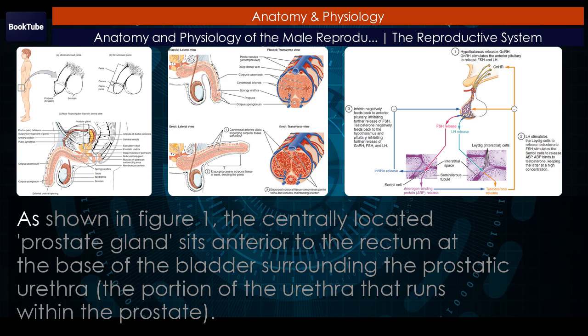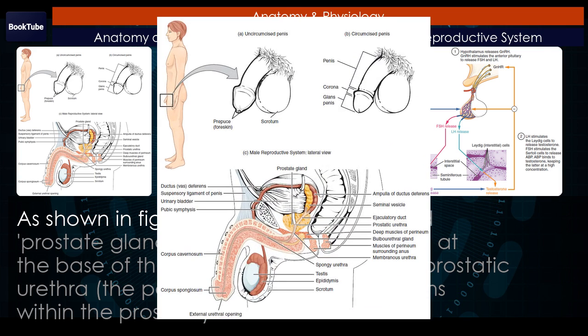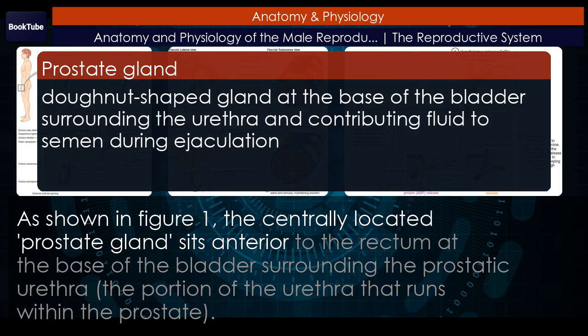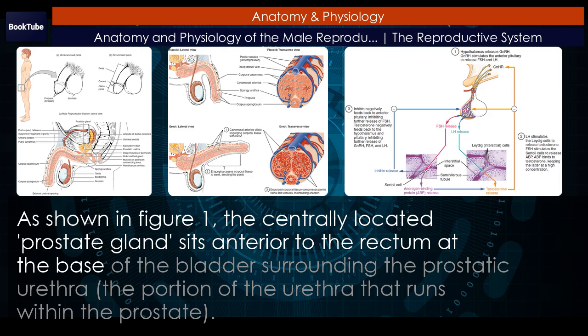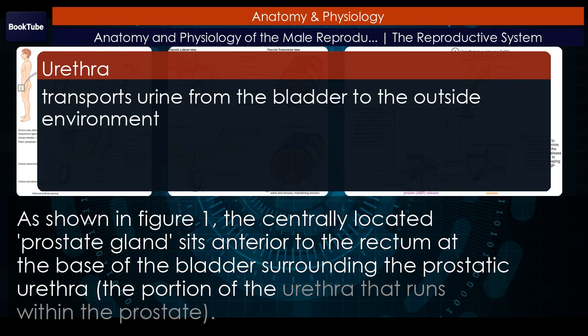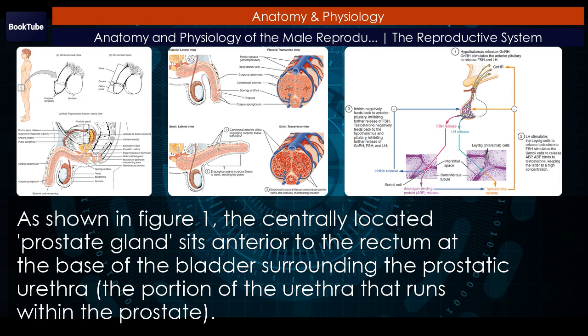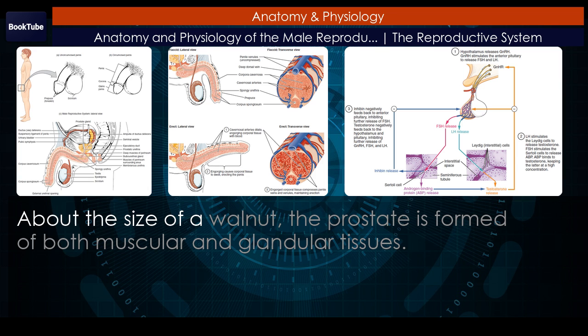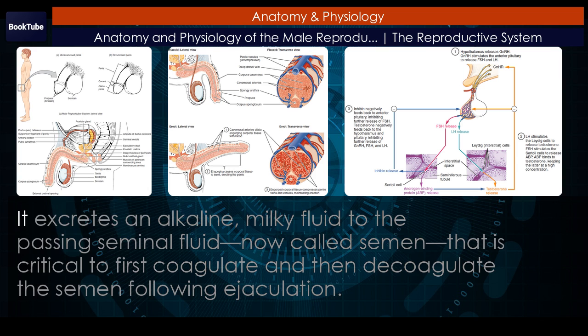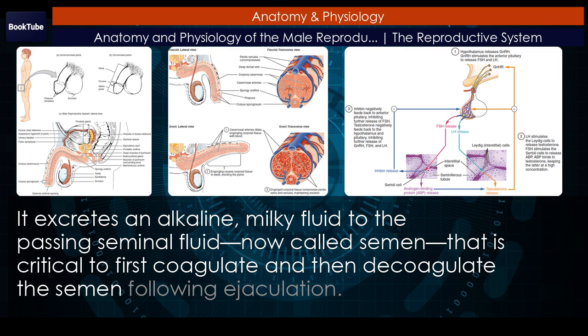Prostate gland. As shown in Figure 1, the centrally located prostate gland sits anterior to the rectum at the base of the bladder. Surrounding the prostatic urethra, the portion of the urethra that runs within the prostate, about the size of a walnut, the prostate is formed of both muscular and glandular tissues. It adds an alkaline, milky fluid to the passing seminal fluid, now called semen, that is critical to first coagulate and then decoagulate the semen following ejaculation.